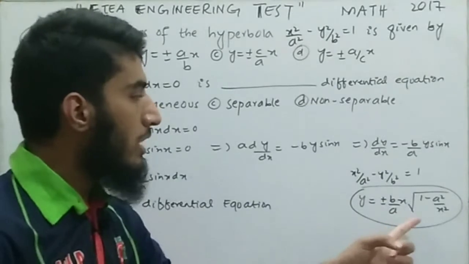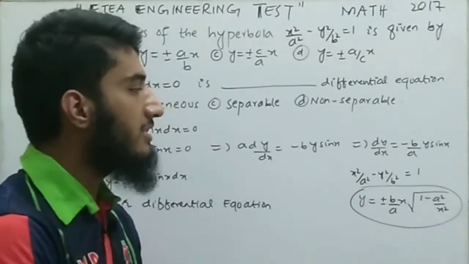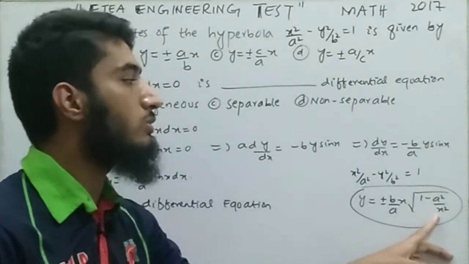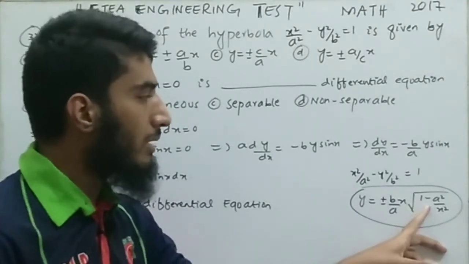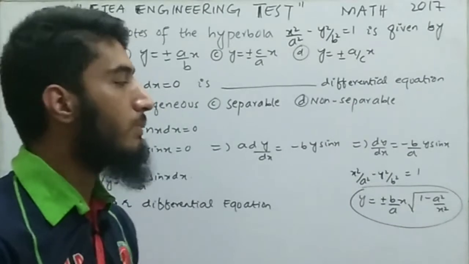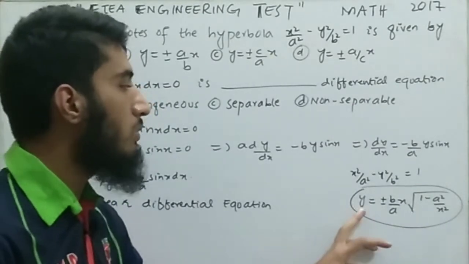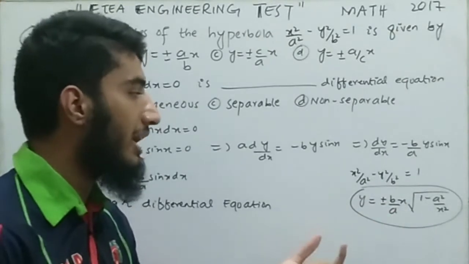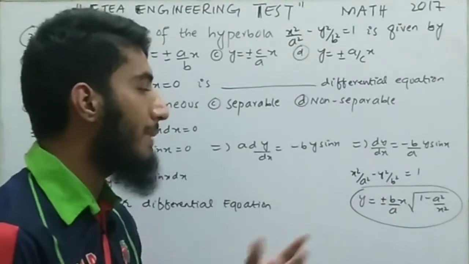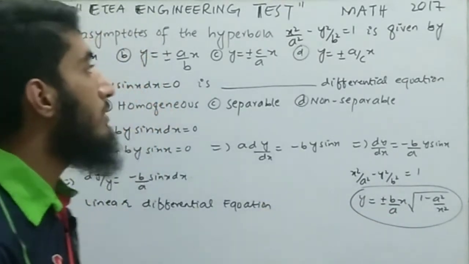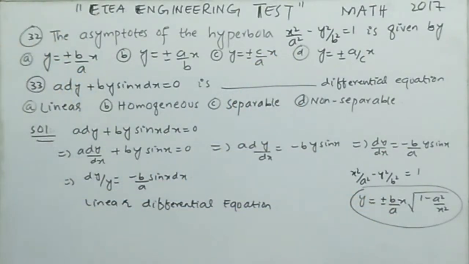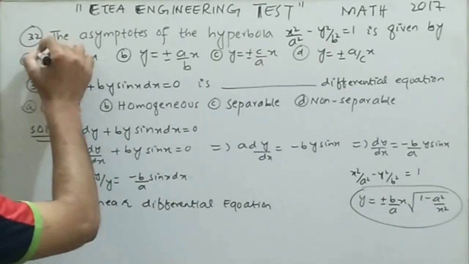Now look over here, if the value of x keeps increasing and becomes very large, the value will tend to 0. So it means that 1 minus 0 will give us 1, and under root of 1 is equal to 1. So it means that the value of y will be equal to plus minus bx by a. So this is actually called the asymptote of the hyperbola. So the asymptote of this hyperbola will be y is equal to plus minus bx by a. So the correct option for MCQ number 32 is option number A.